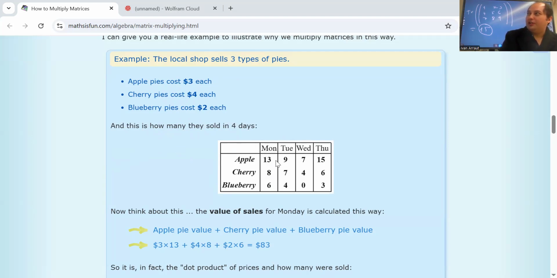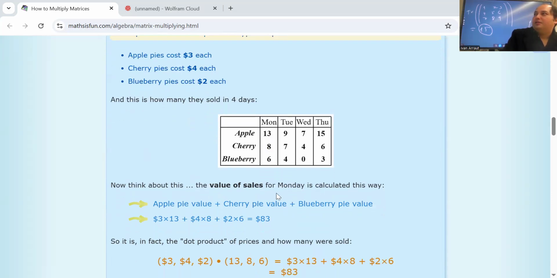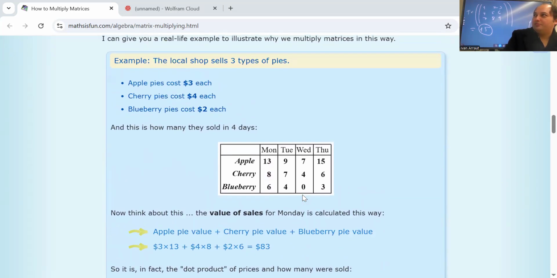And on Monday, they sold 13 apples. On Tuesday, 9 apples, 7 and 15 on the other days. Cherry, 8 on Monday, 7 on Tuesday, 4 on Wednesday, 6 on Thursday. Blueberry, 6 on Monday, 4 on Tuesday, 6 on Wednesday, 3 on Thursday. So, the sellings. Think for a moment, how do you calculate the sellings then? In money.